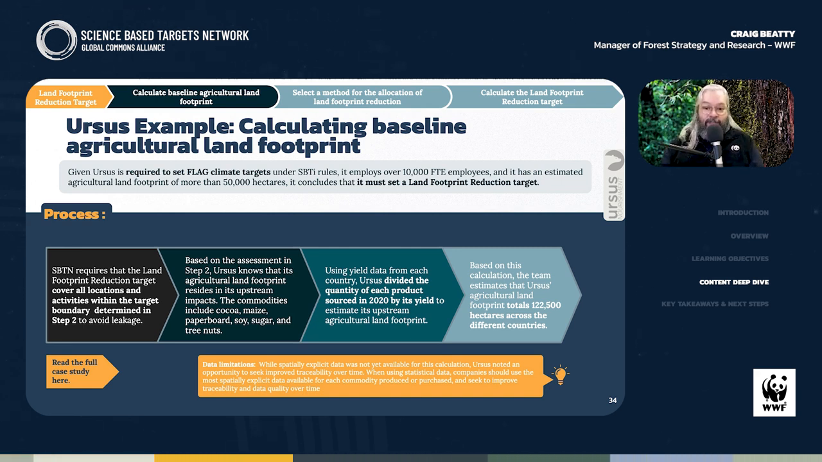URSUS identified yields of each commodity in each country and divided the quantity of each product sourced in 2020 by its yields to estimate its upstream agricultural land footprint. Based on this calculation, the team estimates that URSUS's agricultural land footprint totals 125,500 hectares across the different countries.